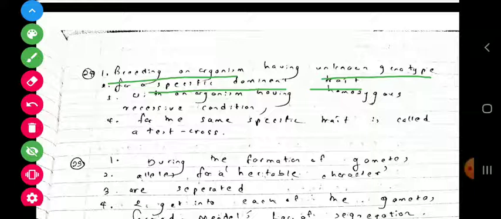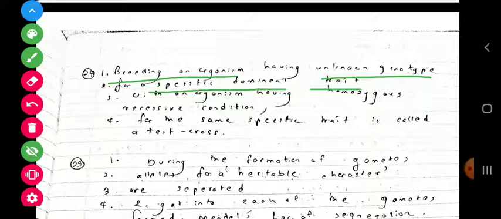So breeding an organism having unknown genotype for a specific dominant trait, it's exhibiting that dominant trait though, with an organism having homozygous recessive condition for the same specific trait is called a test cross.